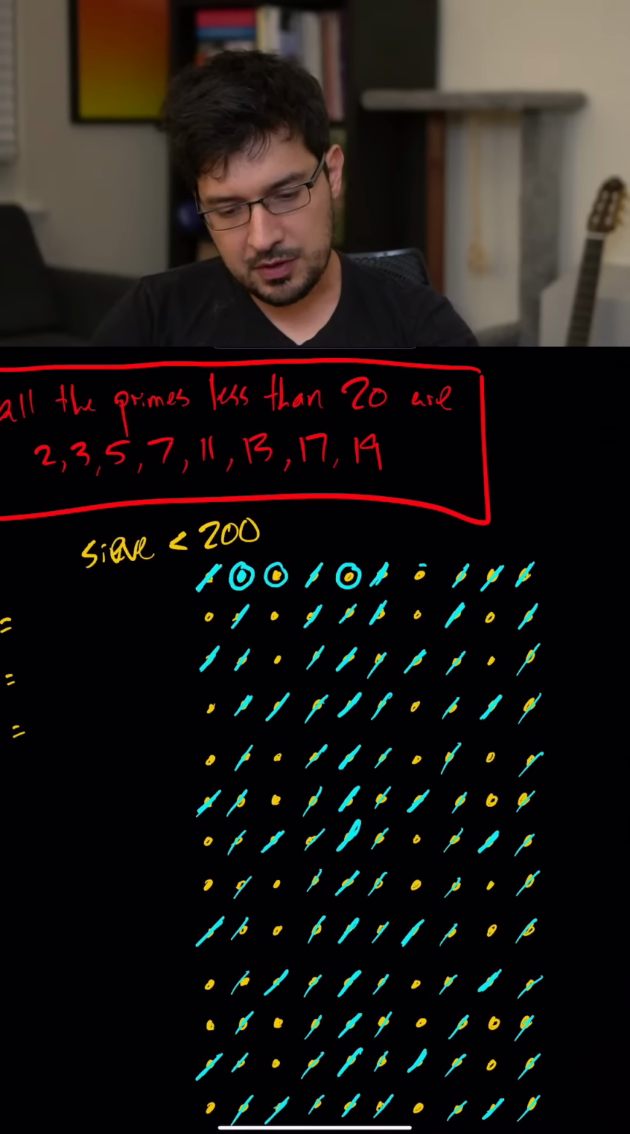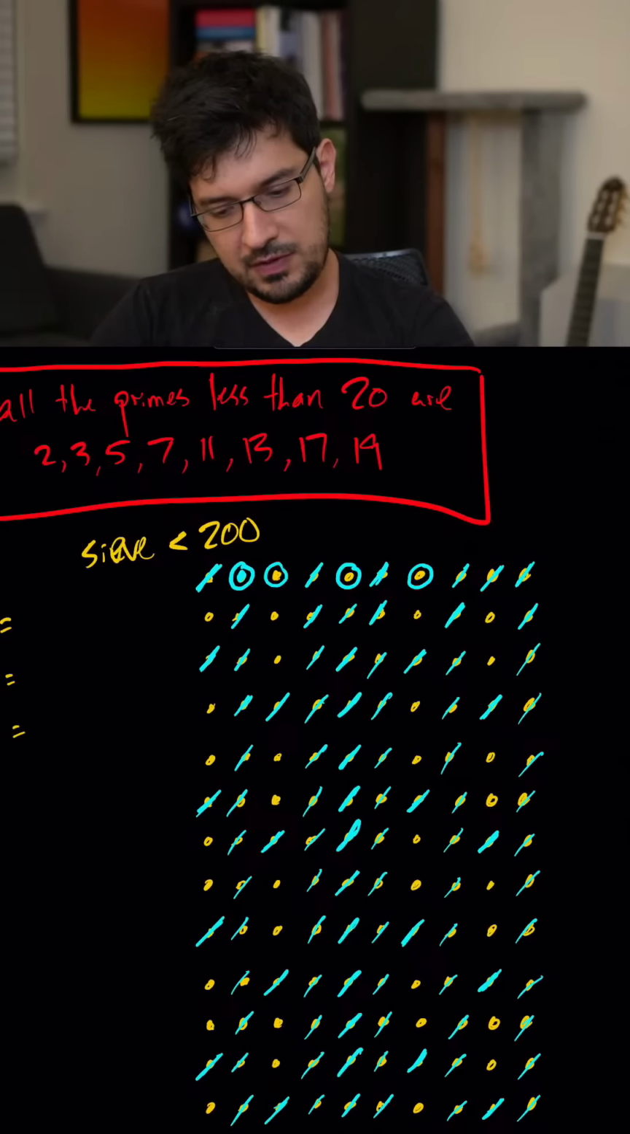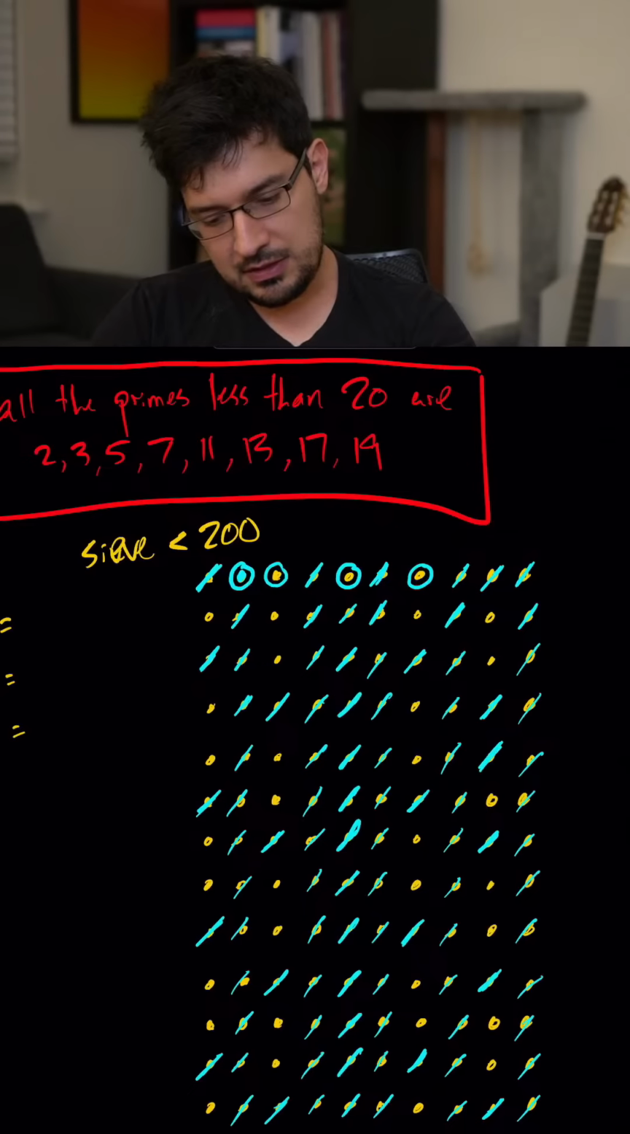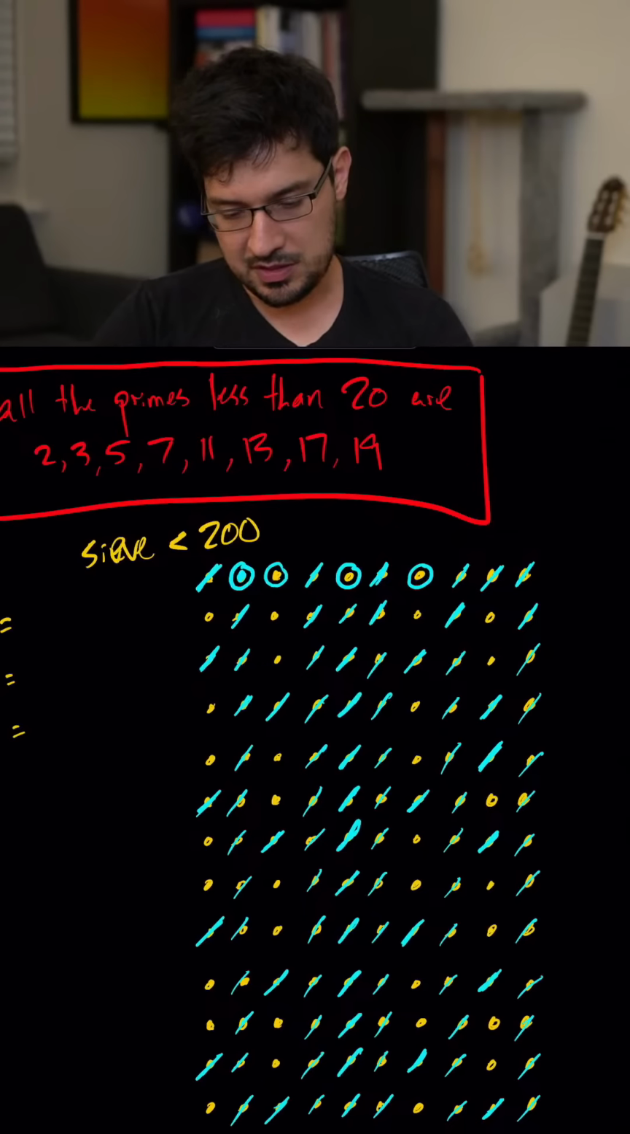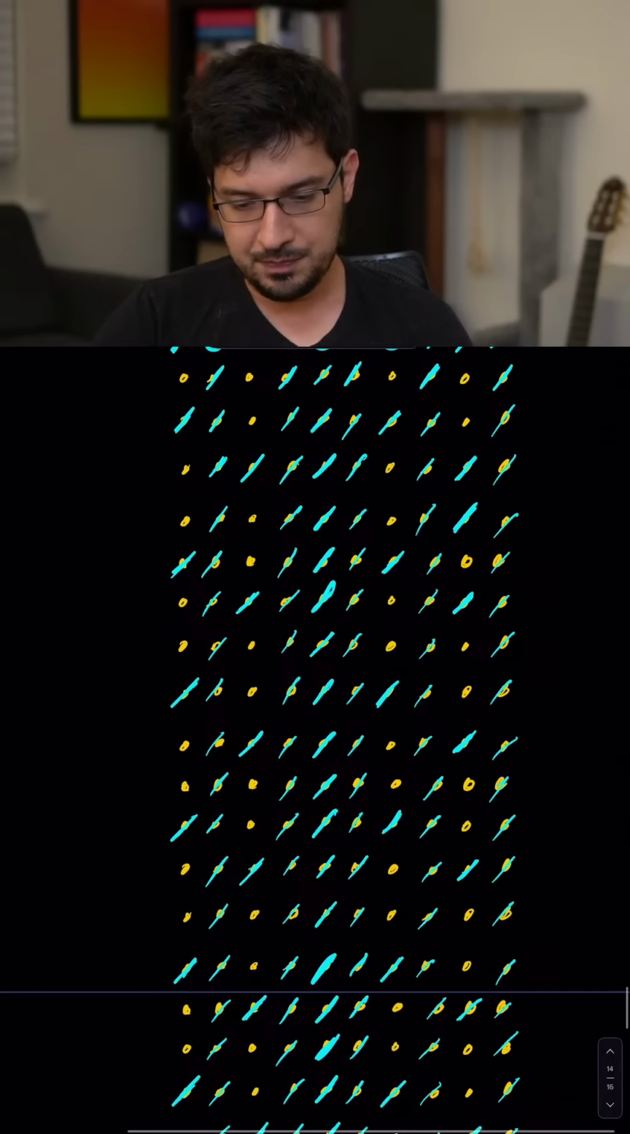Next we have the number 7. 1, 2, 3, 4, 5, 6, 7. 1, 2, 3, 4, 5, 6, 7. There we go. We just crossed out 49, I'm pretty sure.